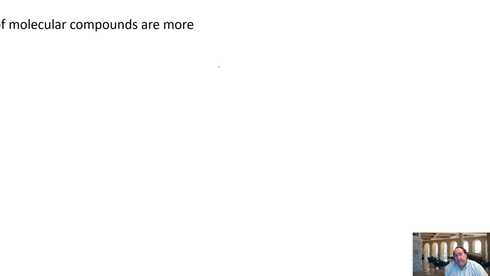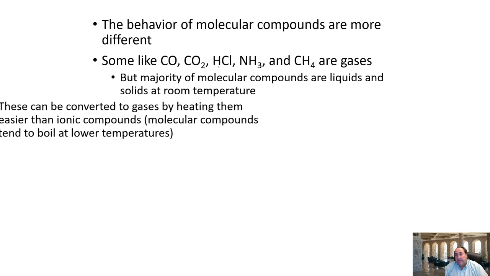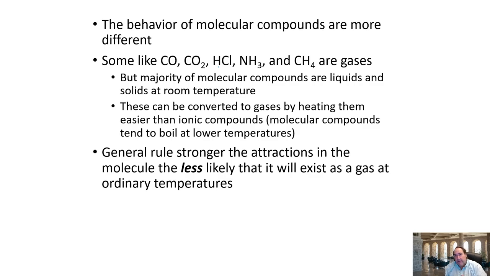Now, covalent compounds or molecular compounds, which, as we talked about, are held together by sharing of electrons, are a little bit different in terms of their properties under normal conditions. There are certain molecular compounds which are gases, just how they normally come. Some examples are carbon monoxide, carbon dioxide, hydrogen chloride gas, ammonia, and methane, which is the gas that comes out when you light your Bunsen burner. But a vast majority of molecular compounds are actually liquids and solids at room temperature.